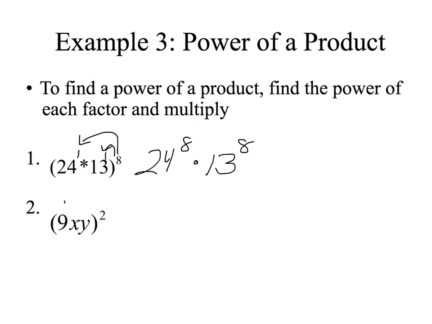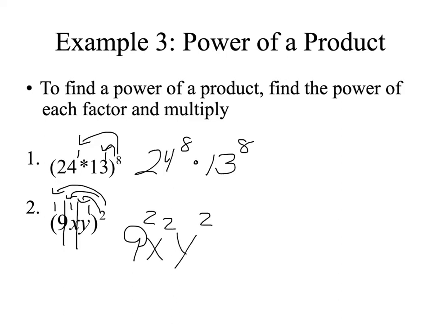Now in problem 2, I actually have 3 separate pieces. I have the 9 with an exponent of 1, an x with an exponent of 1, and a y with an exponent of 1. So the 2 that is outside has to multiply to each of those 3 pieces, giving me 9 squared, x squared, and y squared. Each piece had to be multiplied by the 2 outside.